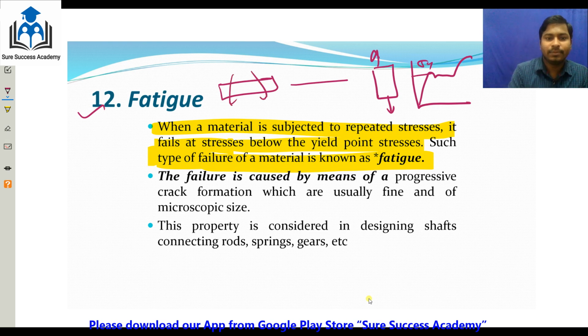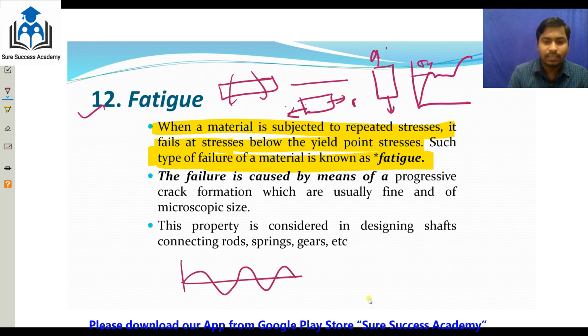repeatedly, meaning one time compressive stress, one time tensile stress, one time compressive stress, one time tensile stress, cycling loads like this, it will fail below the yield strength. Suppose the yield strength is 100, but it will fail at a stress of, suppose, 50 MPa. When a material is subjected to repeated stress, it will fail at a stress below the yield point stress.